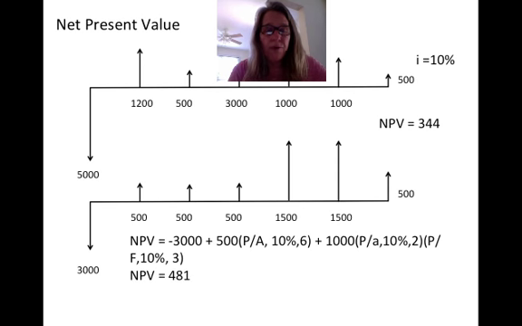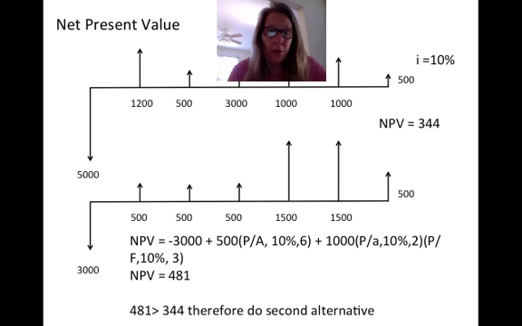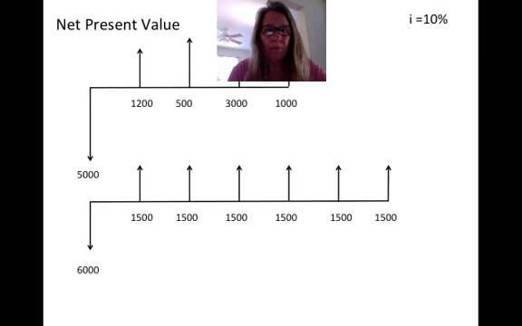And this ends up to be $481, and $481 is greater than $344, so therefore we're going to do the second alternative. So when we're comparing alternatives, we use equal lives and we choose the highest one. Now, this is a case of something that doesn't have equal lives. So we have one that goes for 4 years and one that goes for 6 years.